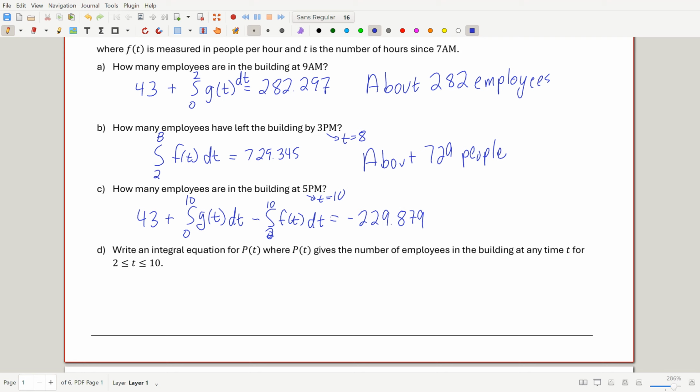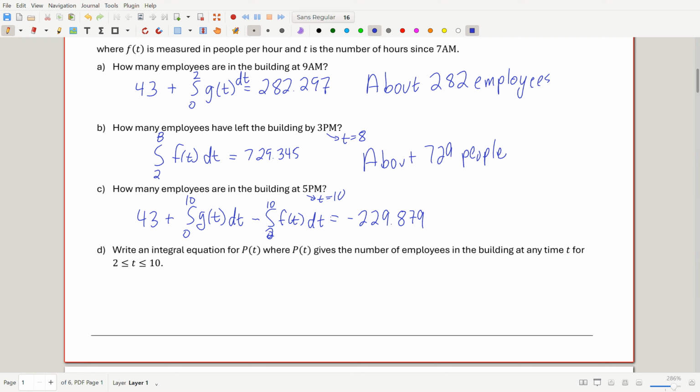last but not least, and this is kind of a takeoff of what we did in letter C. You wouldn't probably see both of these in the same question, but it says to write an integral equation for P of t. So now they are naming a function where P of t gives the number of employees in the building at any time t, for t between 2 and 10. Really, it's just taking the same question we answered above with letter C, but now our t is just a variable.